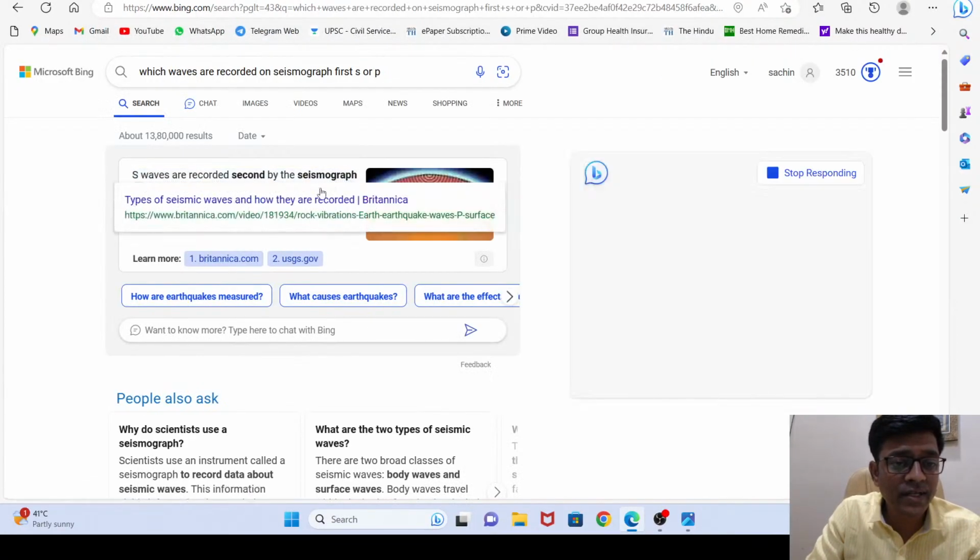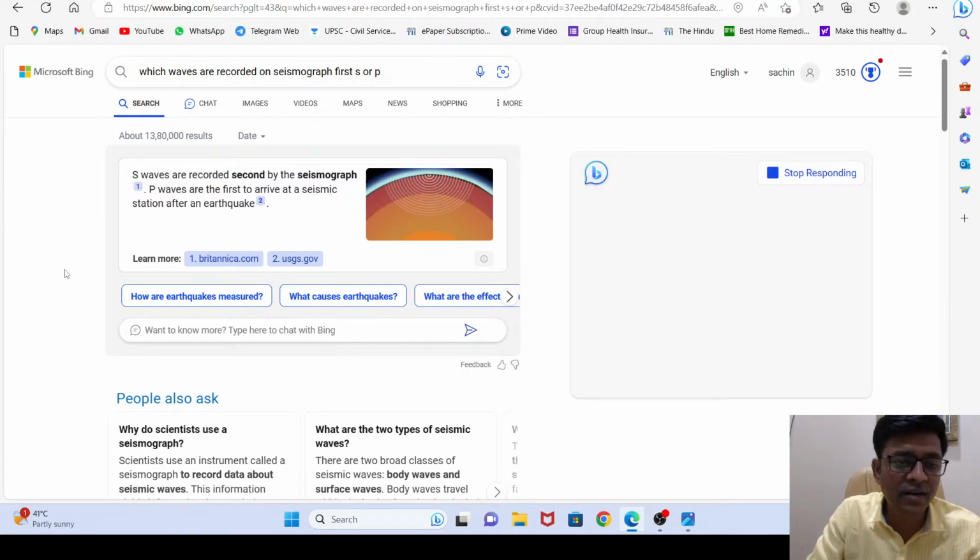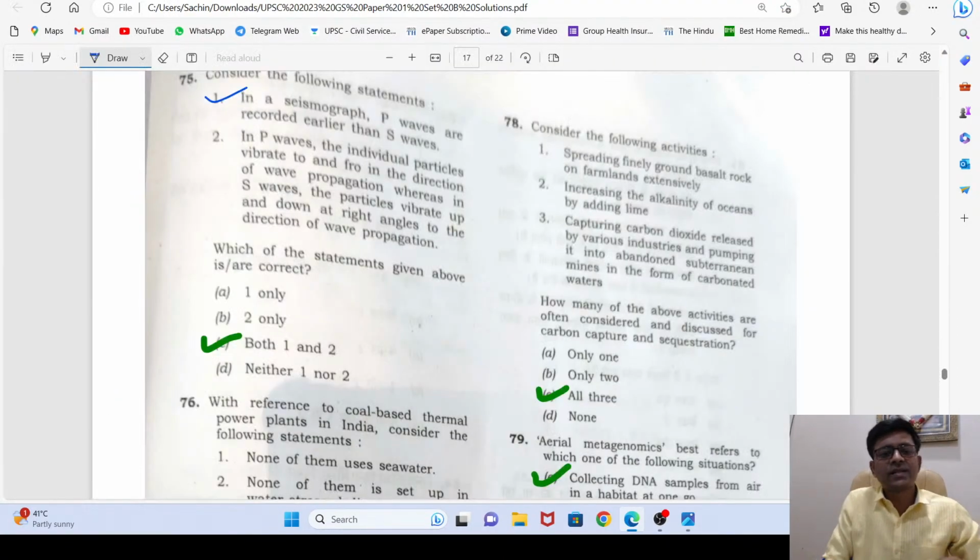S waves are recorded second by the seismograph. P waves are the first to arrive. Yes. So first is correct. In P waves, the individual particles vibrate to and fro in the direction. That is correct. Your answer is C. Both 1 and 2 are correct.